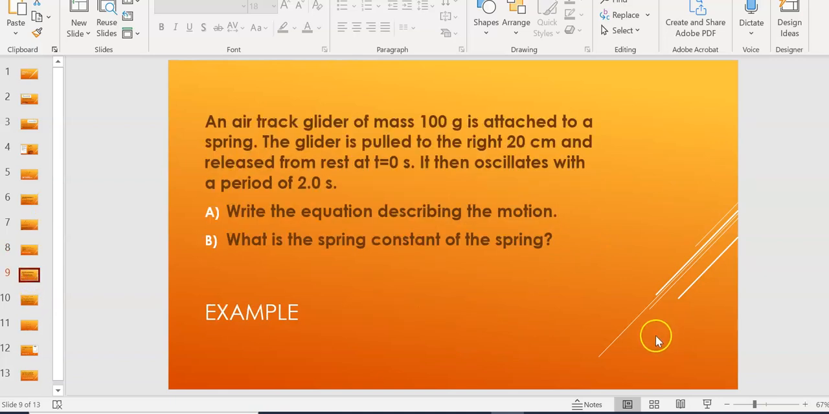Okay, let's do an example problem because I really feel like an example problem is worth a million words. So here we go. You've got an air track glider with a mass of 100 grams, attached to a spring. The glider is pulled to the right by 20 centimeters and then released from rest at t equals 0 seconds. Then it oscillates with a period of 2 seconds. Using this information, write the equation that describes the motion. And second, what's the spring constant of that spring?